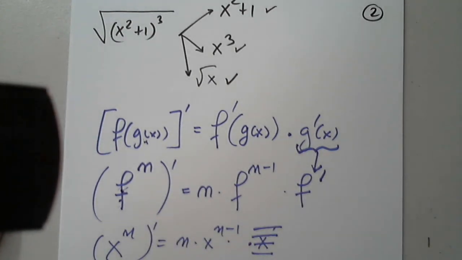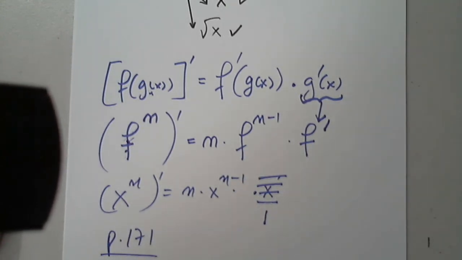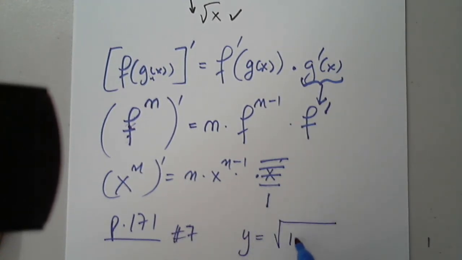So let's work on some examples, and you'll see how this works. Page 171. So let's start with 7. y equals the square root of 1 minus x.